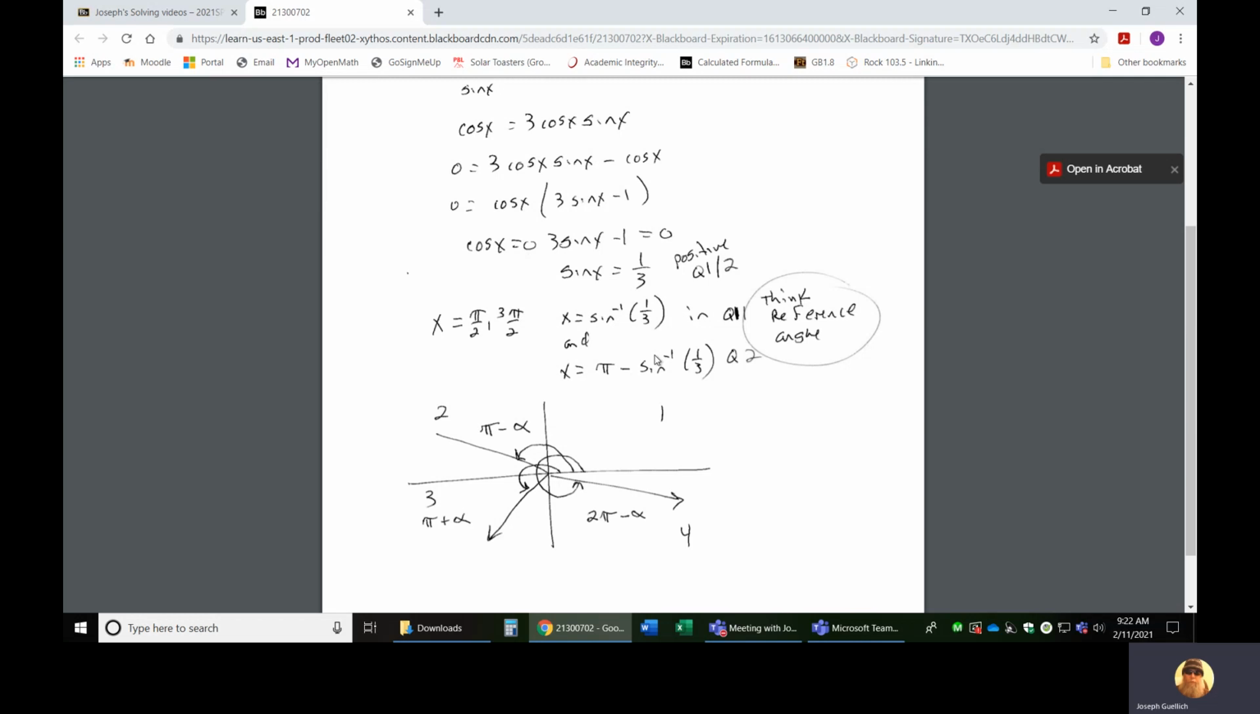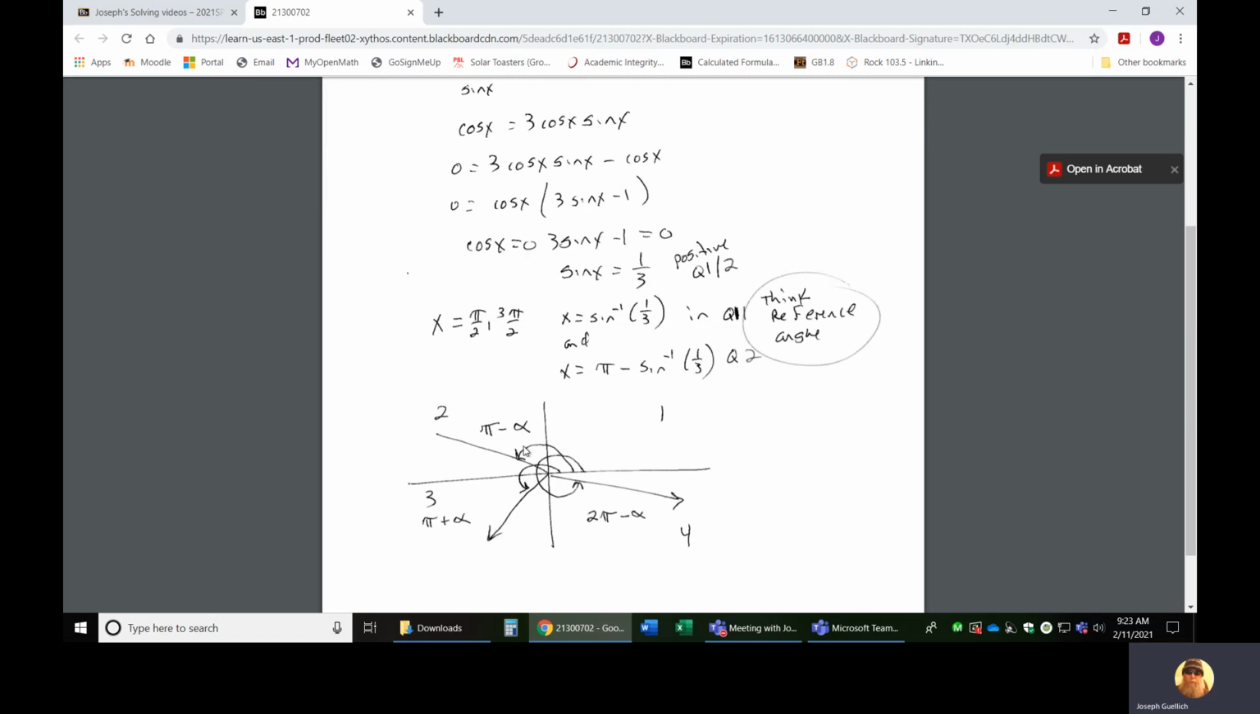So check your calculator mode is in radians, and then sine inverse 1 divided by 3. So the final answer for that first one, quadrant 1, would be 0.3398. However many decimals the instructions say. Because it's in quadrant 2, you can see what I'm doing here in my diagram. Quadrant 2, that reference angle is going to be subtracted from pi.